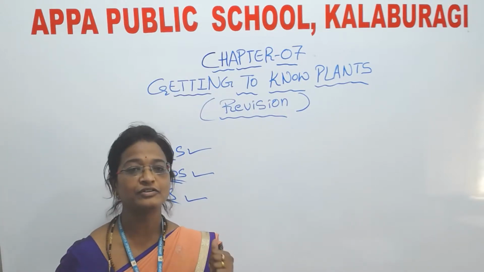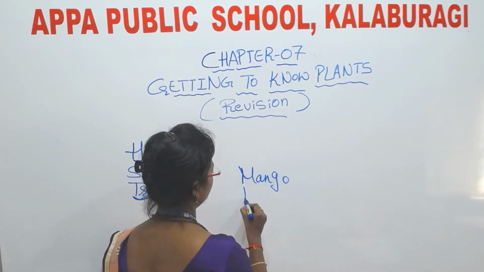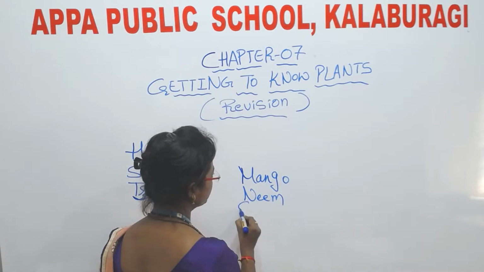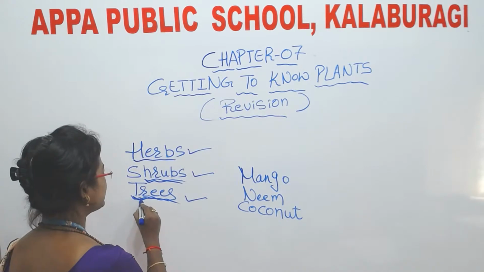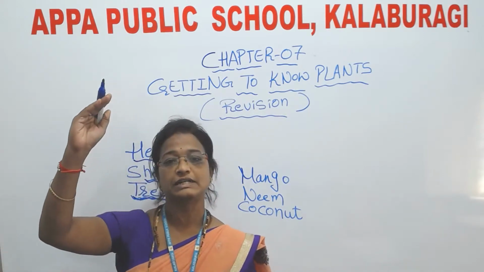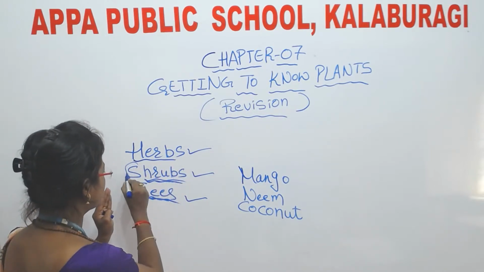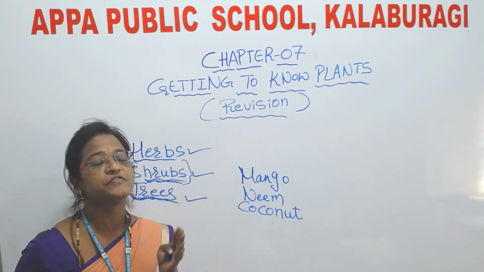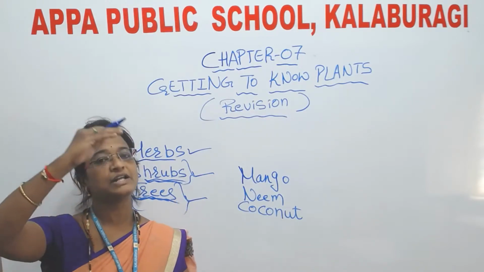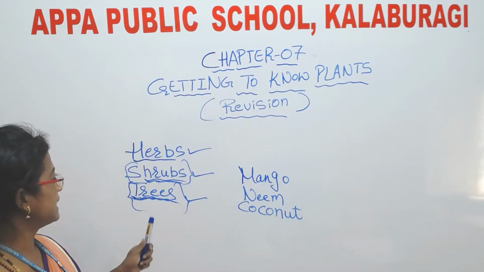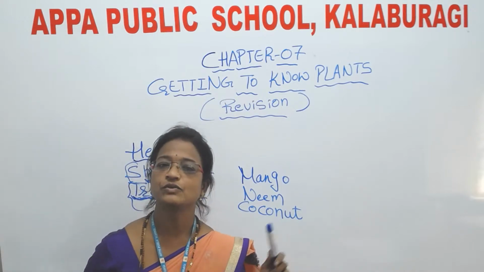And now the examples for these trees are mango tree, neem tree, coconut tree. And one more thing, the branches of the trees will be much above the ground. As I said earlier, the branches of the shrubs will be very close to the ground, but the branches of the trees will be much above the ground. And the examples of the trees are mango tree, neem tree, coconut tree, and so on.